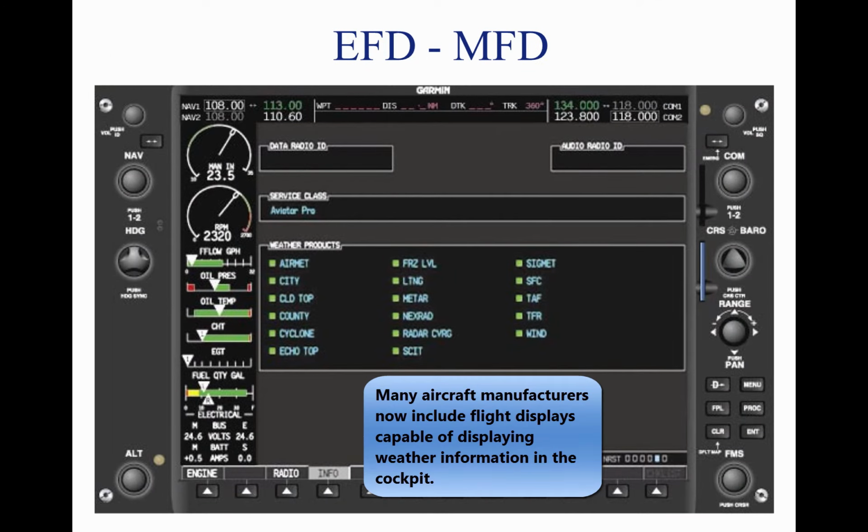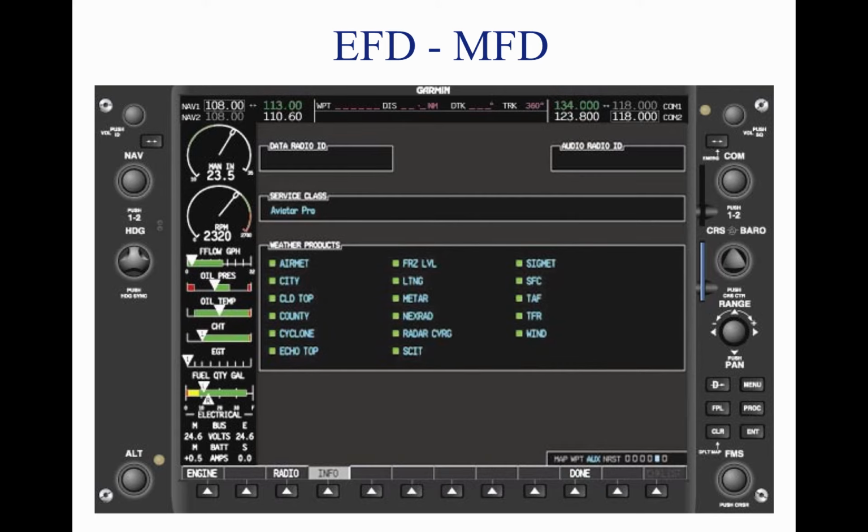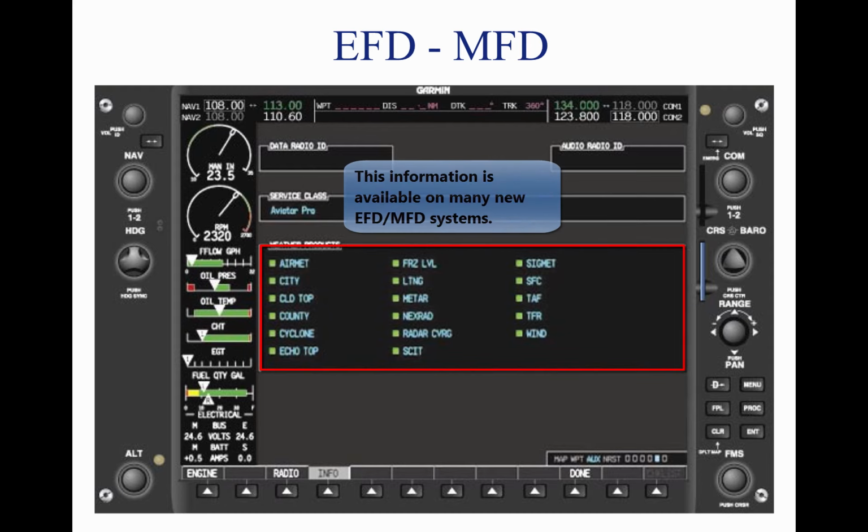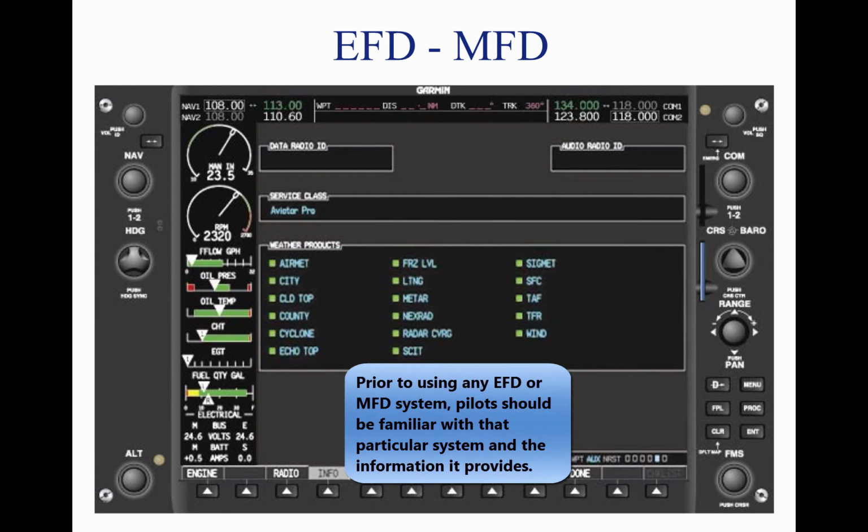Many aircraft manufacturers now include satellite weather services with new electronic flight display, EFD, and multifunction display, MFD, weather systems. EFDs give a pilot access to many of the satellite weather services available. Above are the weather products available to pilots, some of which include graphical NEXRAD data, graphical METAR data, SIGMETs, AIRMETs, graphical lightning strikes, temporary flight restrictions, and more.